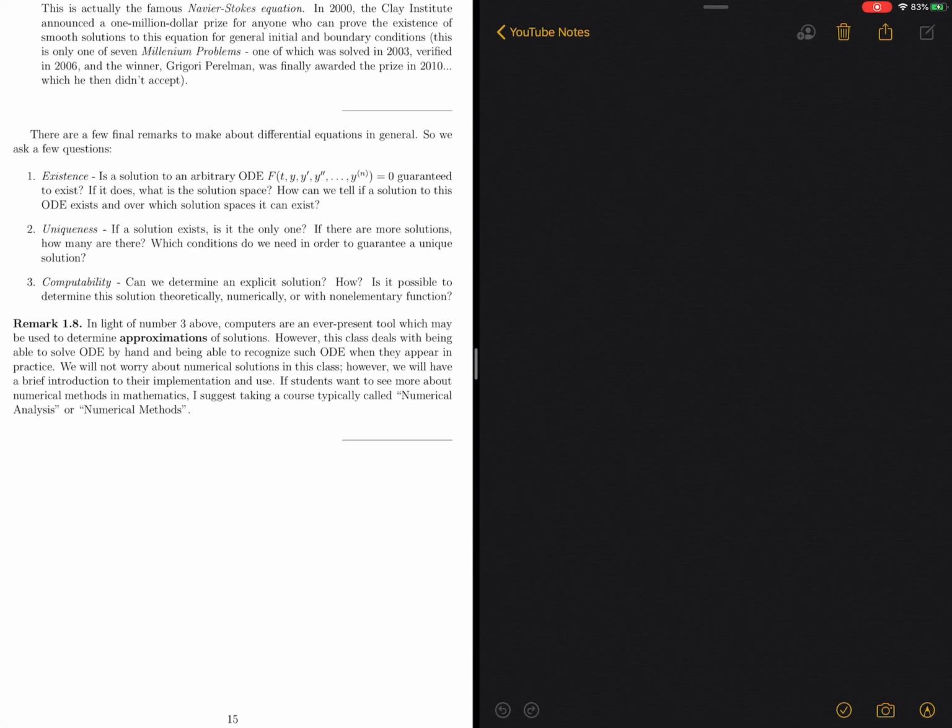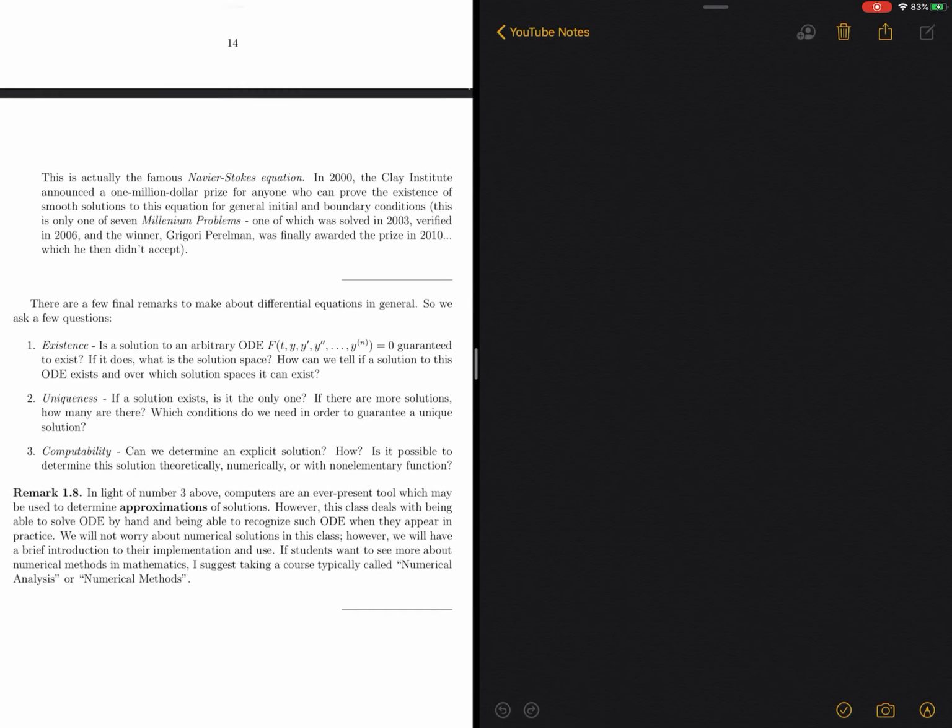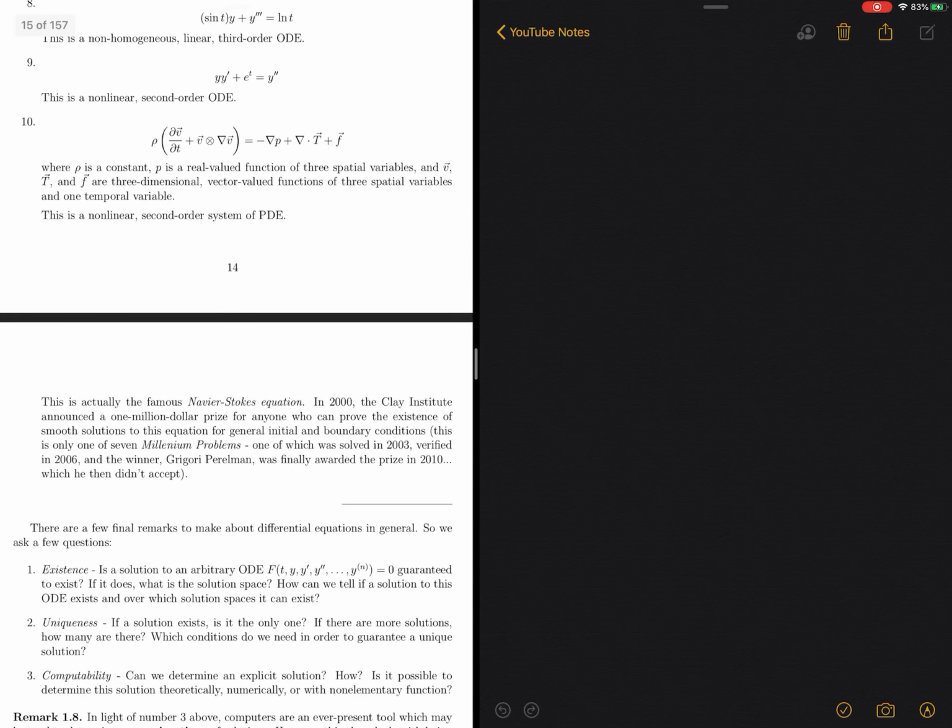And more from a practicality standpoint, we'd like to know whether or not we can actually compute the solution. If there is an explicit solution, is it possible to determine what that solution looks like? Sure, we can write down an integral for what a solution might look like, but can we actually compute the antiderivative? Or do we have to resort to a numerical simulation? Or maybe the solution can be represented, just not through elementary functions. So there are a lot of considerations we have to make as we go forward in our study of differential equations.